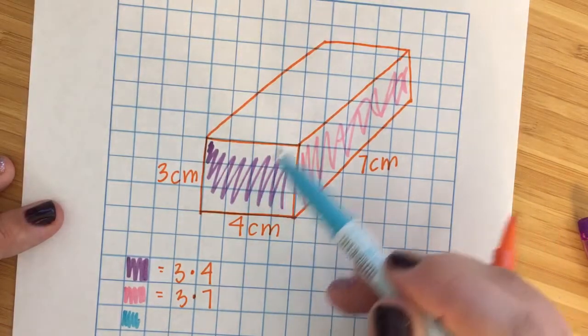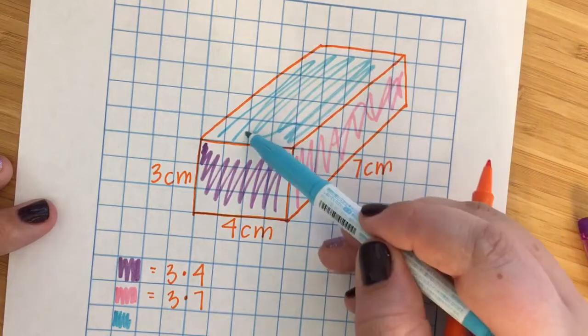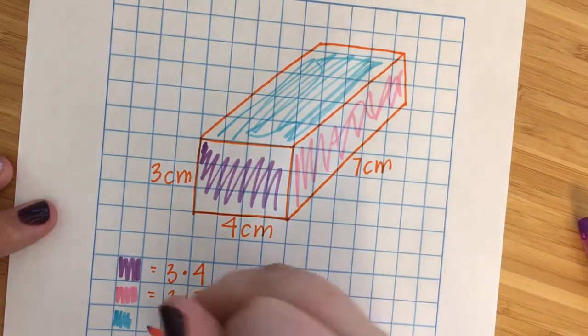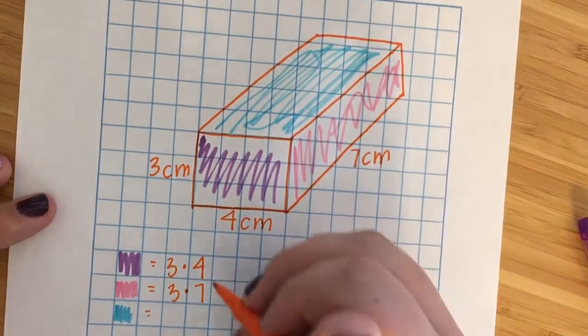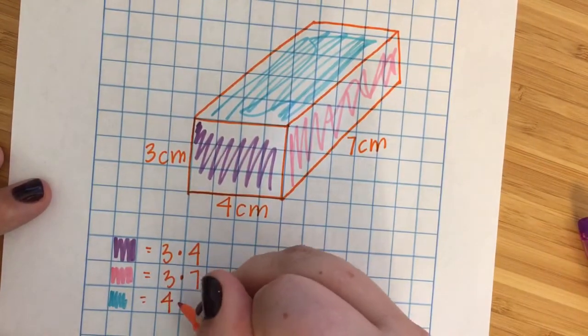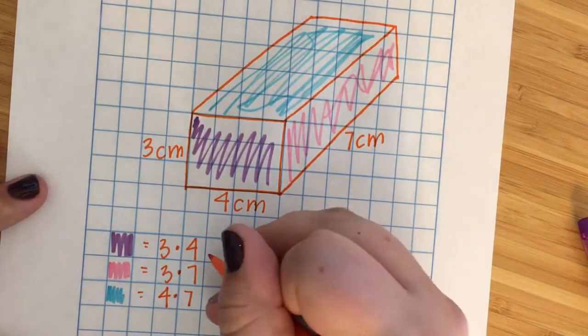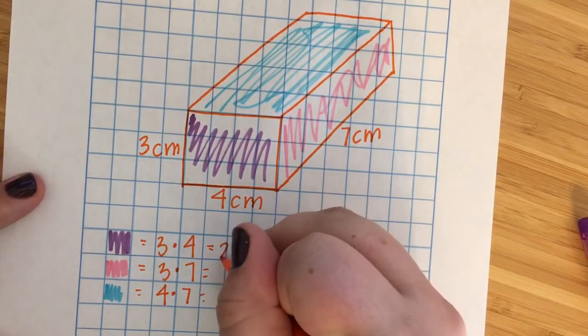Time for blue. Blue is the top one. I color this in and I know that they share the 4 centimeters because that's the width of the purple rectangle that it connects to. And it shares the 7 with the pink. Remember, if I just made a cut between some of these edges, I would be able to lay this flat.